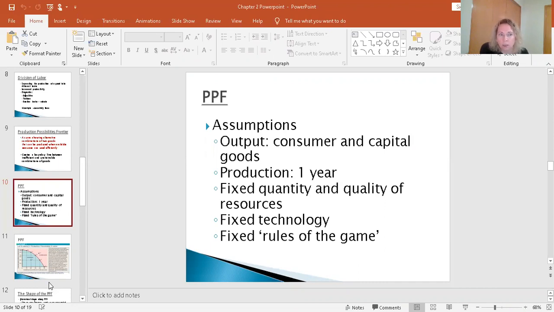What's a consumer good? What's an example? What kind of goods are these? Thoughts?